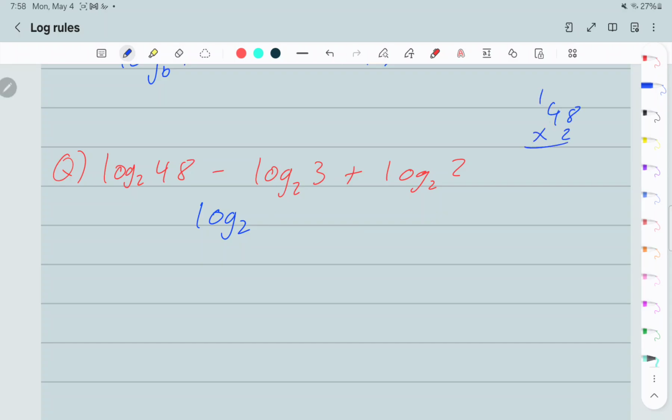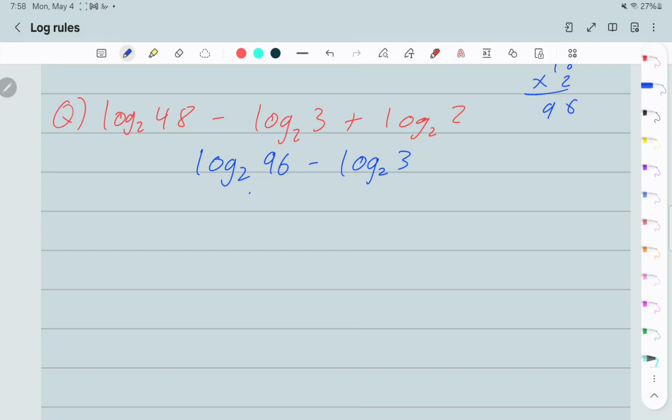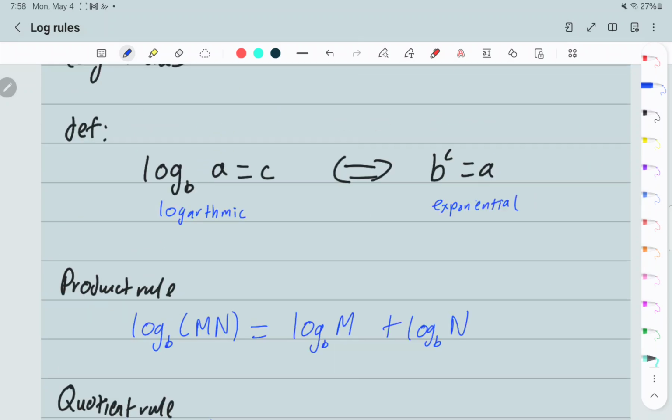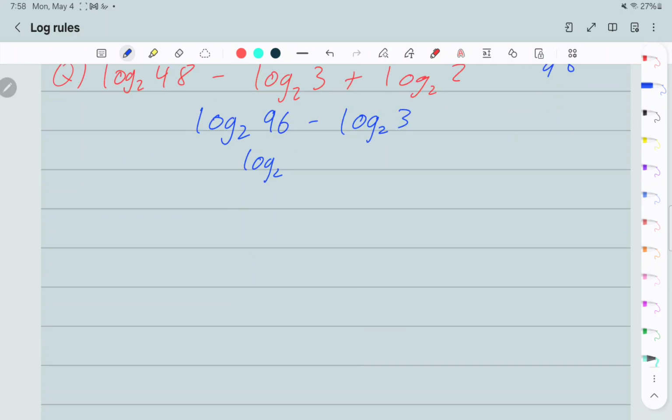2 6s are 12, 2 4s are 8, 9, 96. So it's going to be log 2 of 96 minus log 2 of 3. And then you just divide 96 by 3, because again we're using the quotient rule, since there's a minus sign between them. So it's going to be log 2 of 96 divided by 3, which will give you log 2 of 32, because 96 divided by 3 is 32.